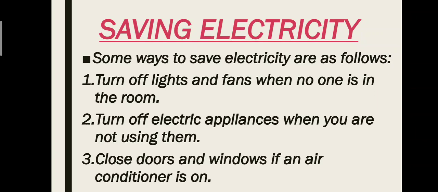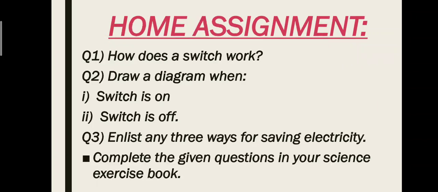The second point, turn off electrical appliances when you are not using them. For example, if you are not using a microwave oven or an iron, remember to turn off those electrical appliances. The third and the last point is close doors and windows if an air conditioner is on. If an AC is on, remember to close the doors and windows. Now, this is all the explanation for today.